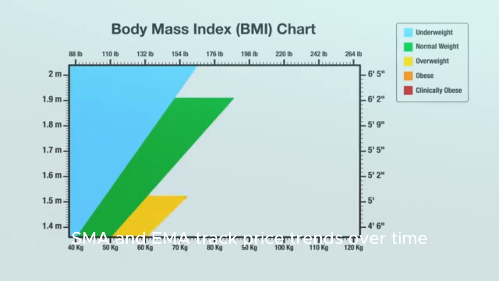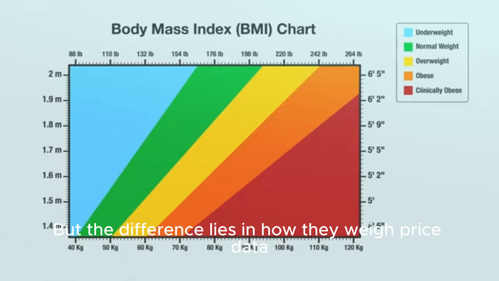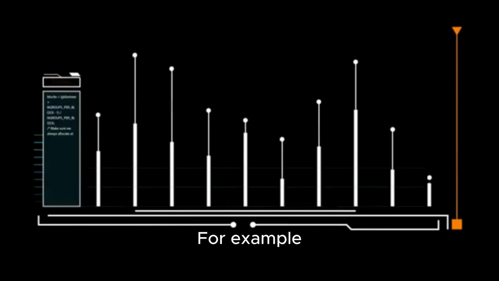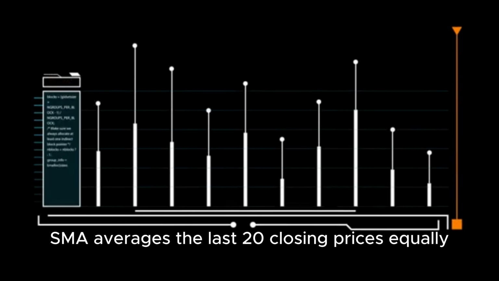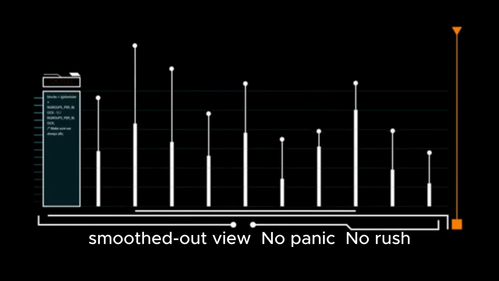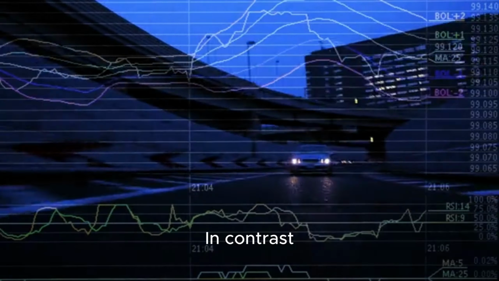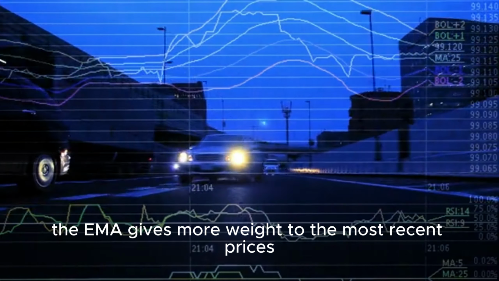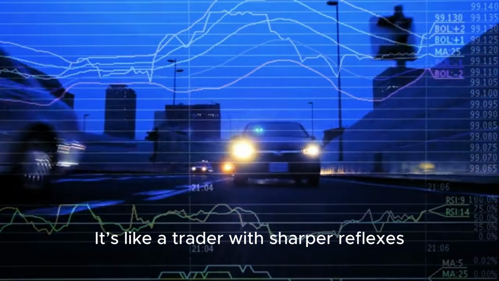Now, let's be clear. Both SMA and EMA track price trends over time, but the difference lies in how they weigh price data. The SMA takes an arithmetic mean, equal weighting for all candles within the period. For example, a 20-period SMA averages the last 20 closing prices equally. It gives you a stable, smoothed-out view. No panic, no rush. In contrast, the EMA gives more weight to the most recent prices. It's like a trader with sharper reflexes.